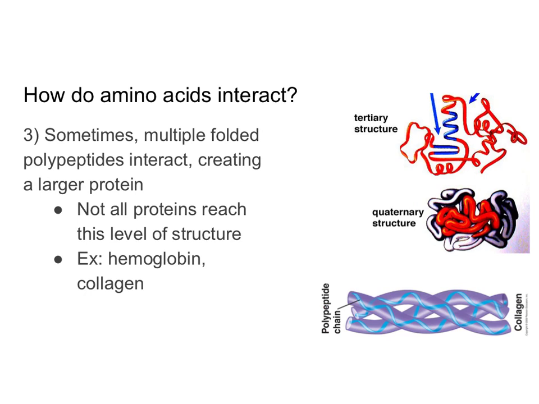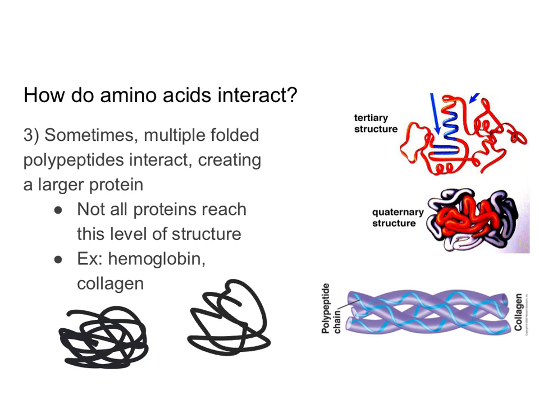And then finally, the third way that amino acids can interact is, I want you to imagine that I have multiple folded polypeptides. So maybe here I have one polypeptide chain that's folded, and I have a second one over here that's folded. Sometimes these two different polypeptides can attract to each other to create a larger, like, mega protein. Only certain proteins do this, but more complex proteins, like hemoglobin and collagen, reach this level of folding.